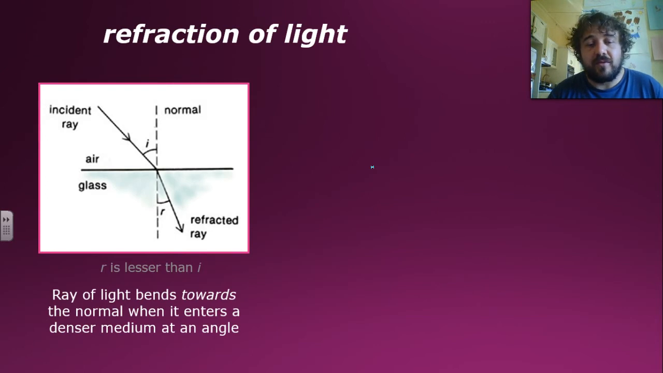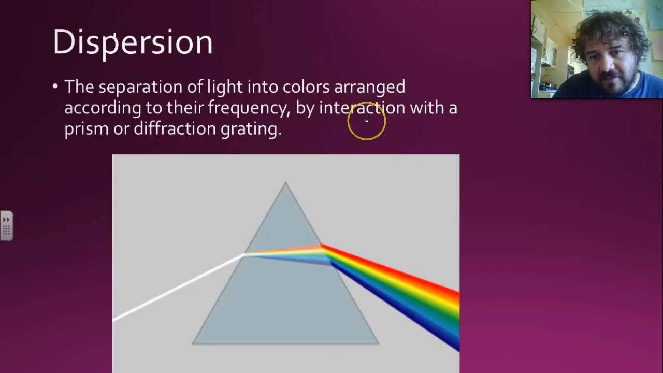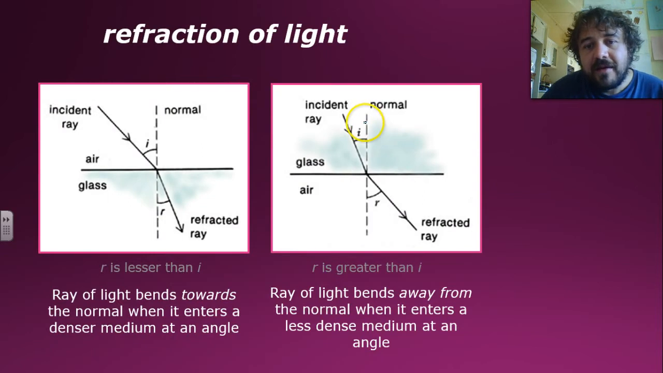Basically, a ray of light bends towards the normal when it enters a denser medium at an angle, and away when it enters a less dense medium. By the way, if it goes straight down and enters directly along the normal, there's no bending at all. It just chills. It goes straight.